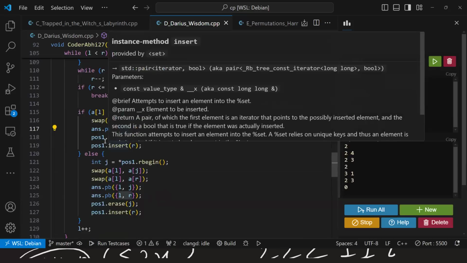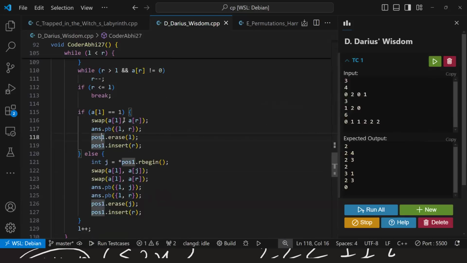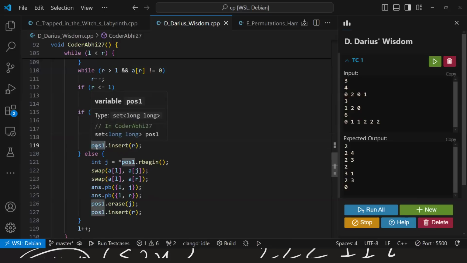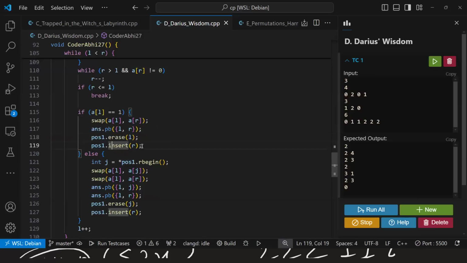Now, for the position of 1, since 1 was at position L, now it is swapped to position R. So I would erase L from my pos set and I would insert R into my set. So the updated positions of where 1 is present are now updated.